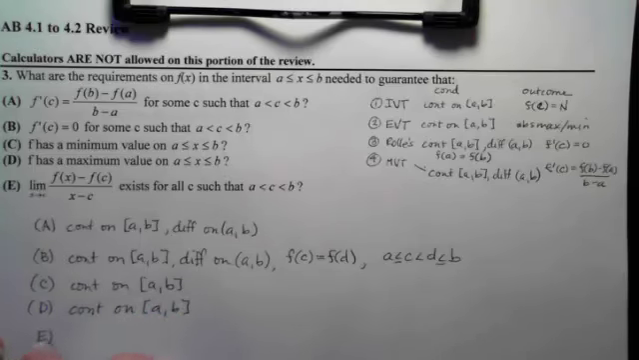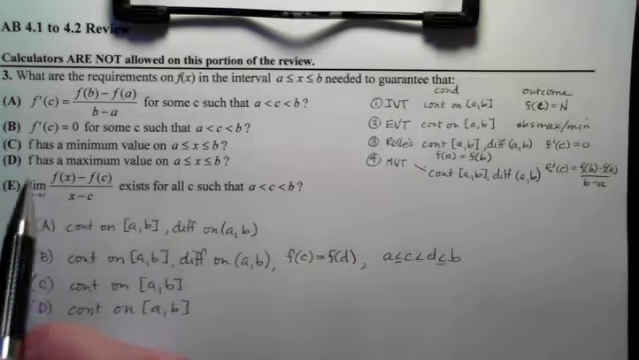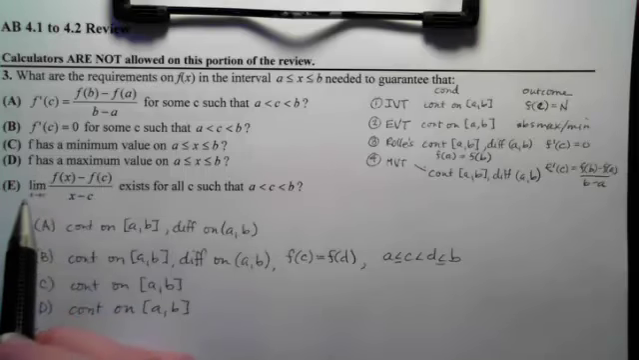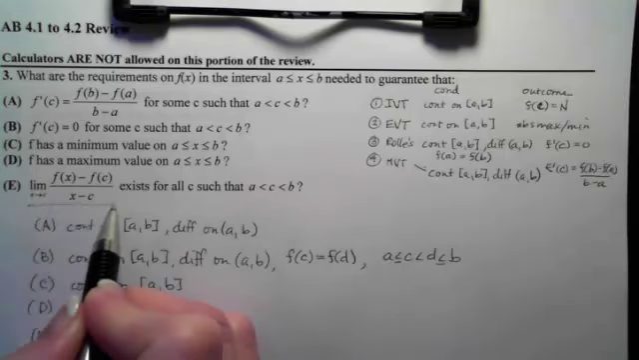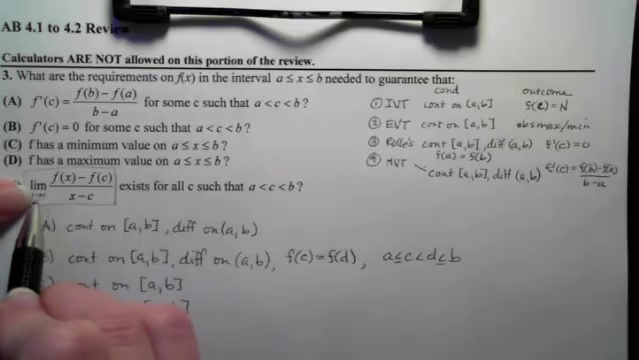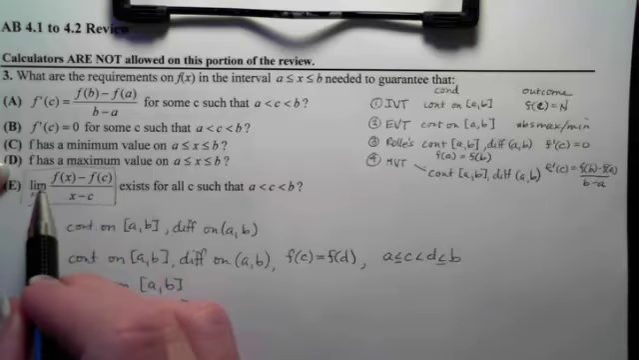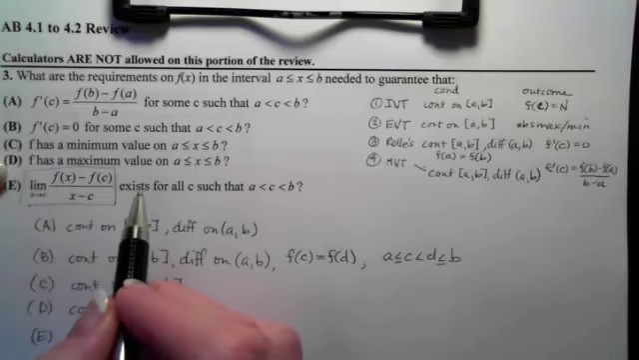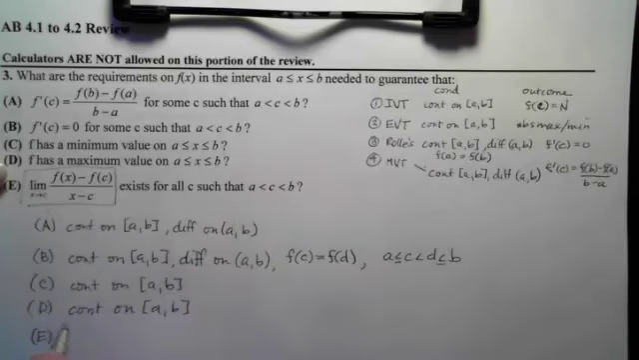And then for part E, now we're looking at a limit. So we're getting into more than just theorems, we're also looking at our derivatives and continuity definitions. So if we look at here, this is a secant slope where the 2 points are getting closer and closer together. So when that happens, we get a tangent slope or a derivative. So this is saying that the derivative exists for all values of c in the open interval. Well, that's a conclusion for if the original function is differentiable on the open interval.